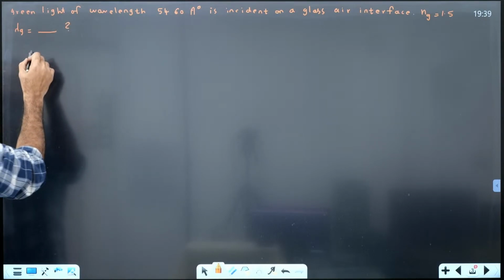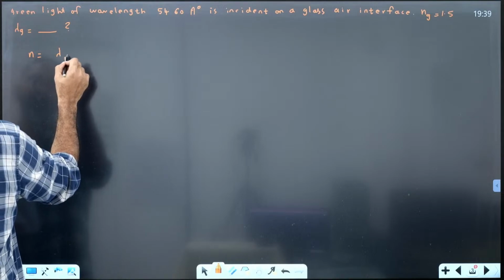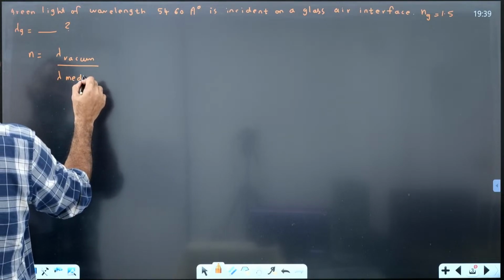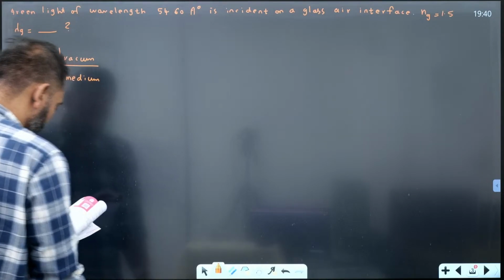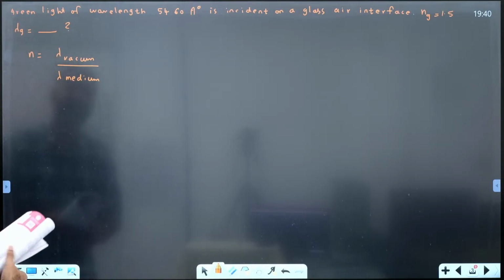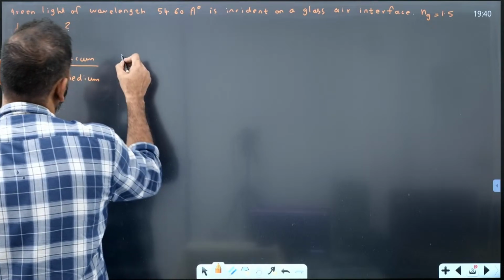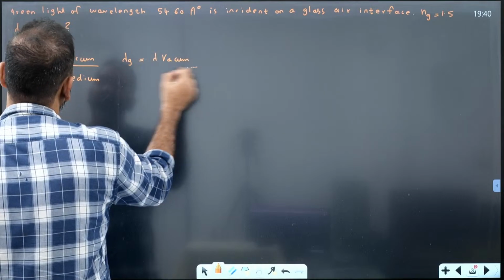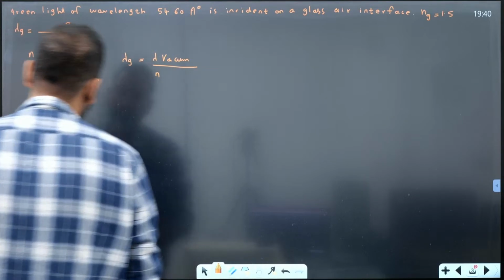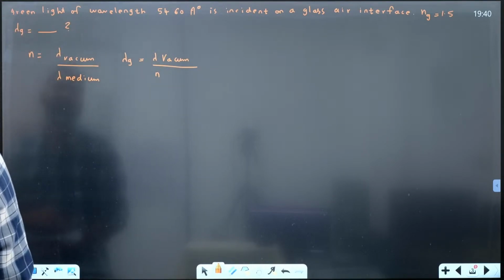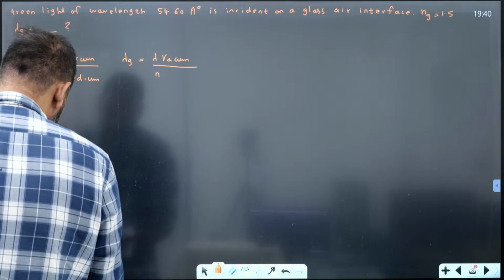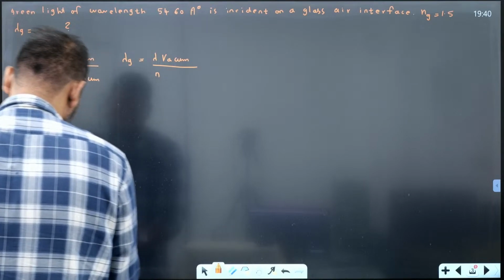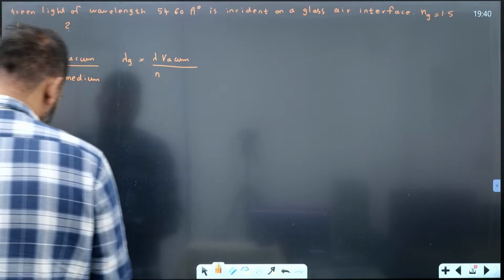What is refractive index? Wavelength in vacuum divided by wavelength in medium. I hope you remember this formula. So what we have to find out is the wavelength in glass. Wavelength in glass is equal to wavelength in vacuum divided by refractive index. Any doubt? Refractive index is already given, it is 1.5.